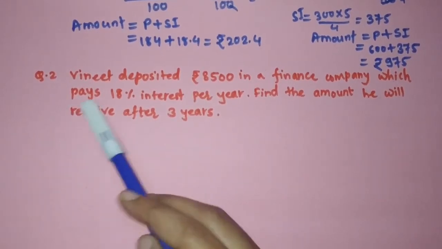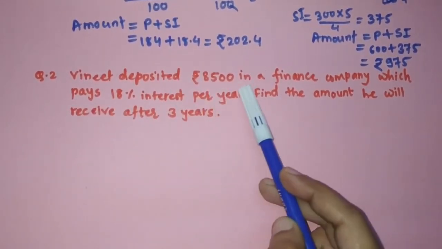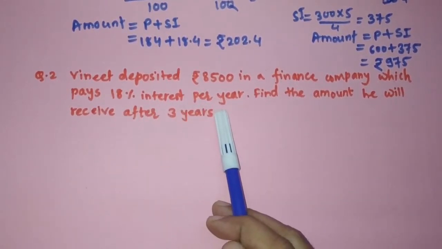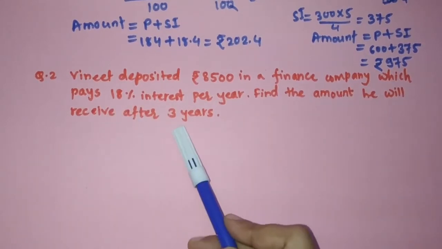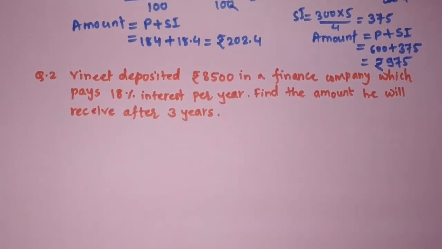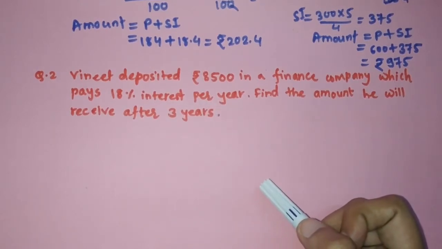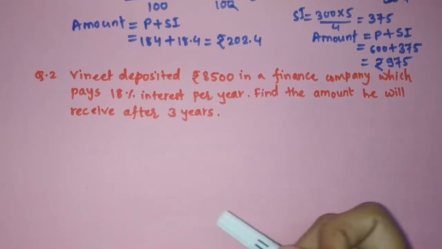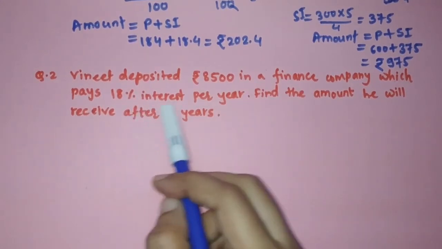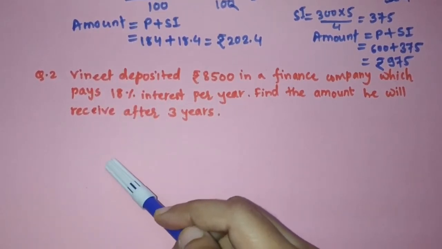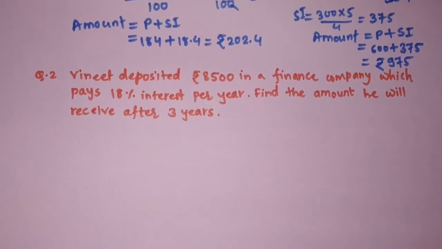So now the next question is, Vinith deposited rupees 8,500 in a finance company which pays 18% interest per year. Find the amount he will receive after 3 years. So friends, we know that many persons invest their money in a finance company because they get a huge interest there. Like here he is going to get 18% per year. So in order to earn some extra money, they deposit their money. So we need to find out how much amount he will receive after the 3 years.